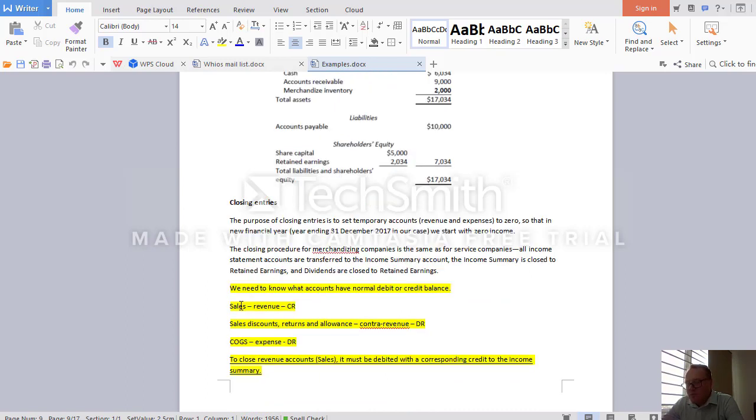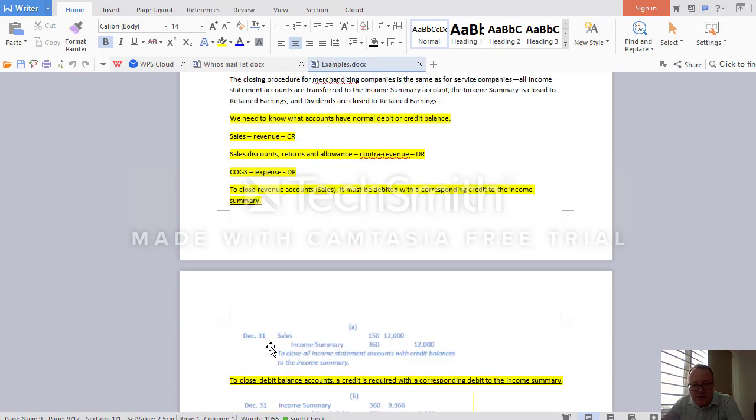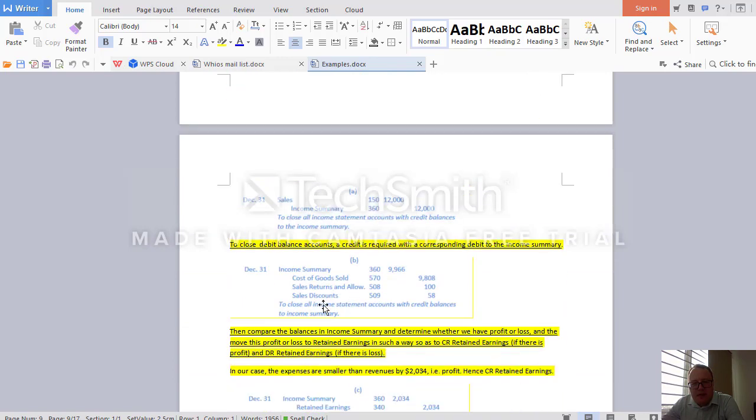So normal balance for sales is credit. When we close sales, we debit sales. And the expenses, the normal balance is debit. When we close expenses, then we will credit. And the respective entries for the income summary. Like that. So sales debit, credit income summary. All sorts of costs will be credited, debit income summary.